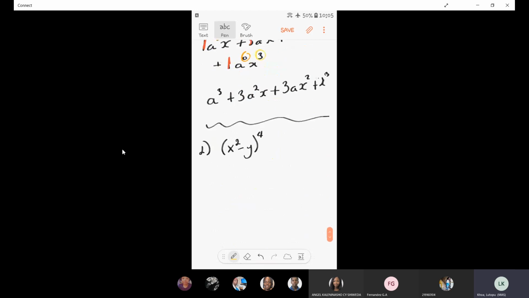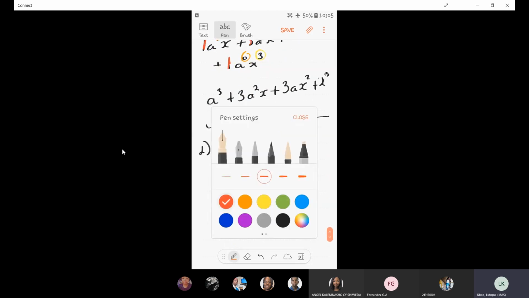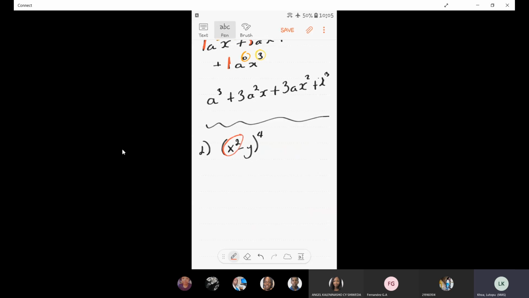Okay, so I need to identify what my A and B are. This first term is my A, so A is equal to x squared. And then my B is going to be negative y. So it's not just y, it is negative y. Because if you remember, our binomial is a sum: A plus B to the power of n. So if I have A minus B to the power of n, I must rewrite it as a sum. So this is A plus negative B to the power of n. So this is my A, and in this case, minus y is your B.